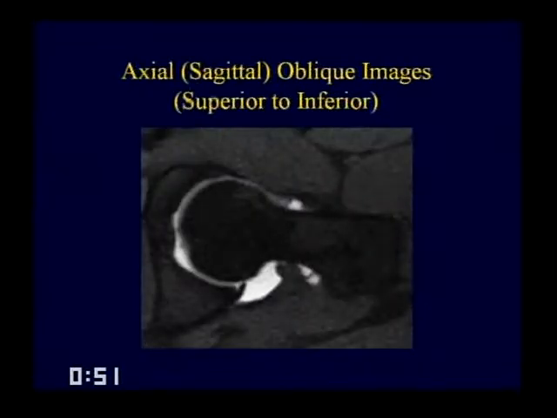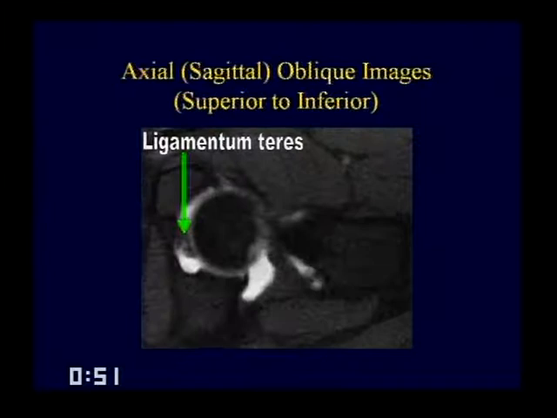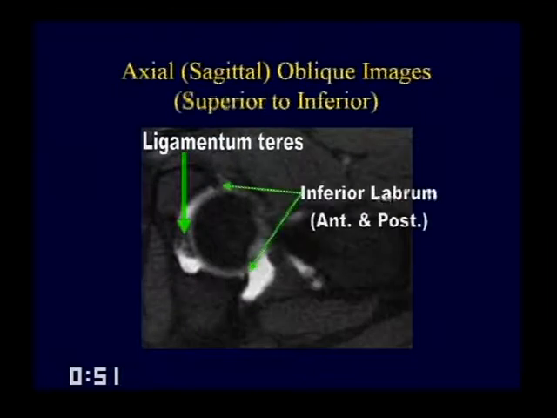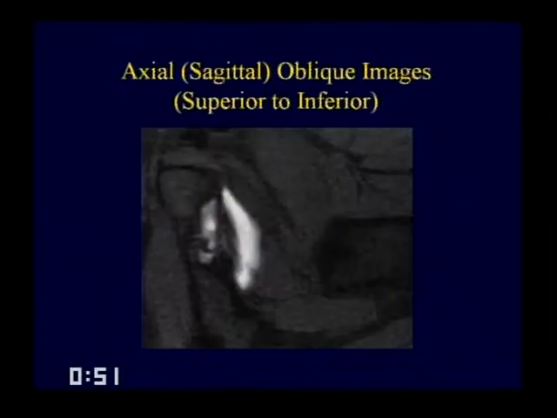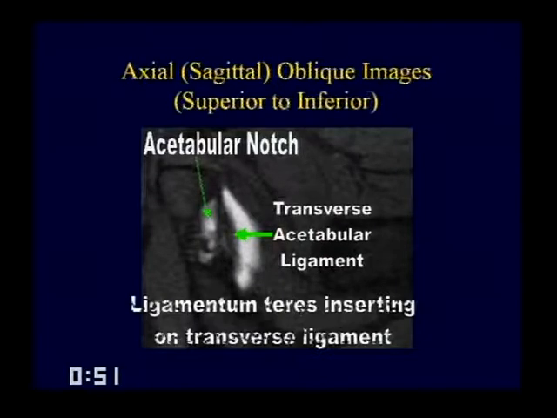Moving down a little further, there's that little sulcus I was talking about earlier, posteriorly near the junction with the transverse ligament. A little bit further, there's your fovea where your ligamentum teres attaches. There's your ligamentum teres. Inferior labrum, both anterior and posterior, as you see there. And finally, your transverse acetabular ligament, the underlying acetabular notch, and the ligamentum teres that inserts on your transverse acetabular ligament.